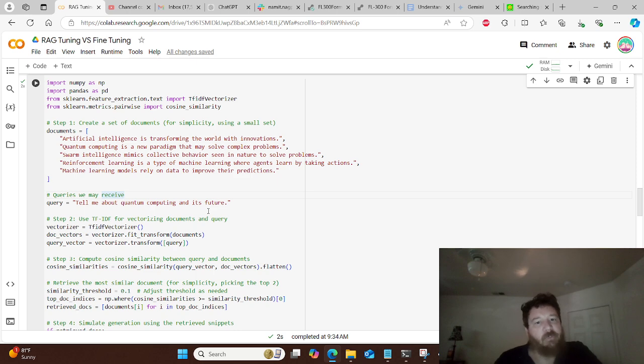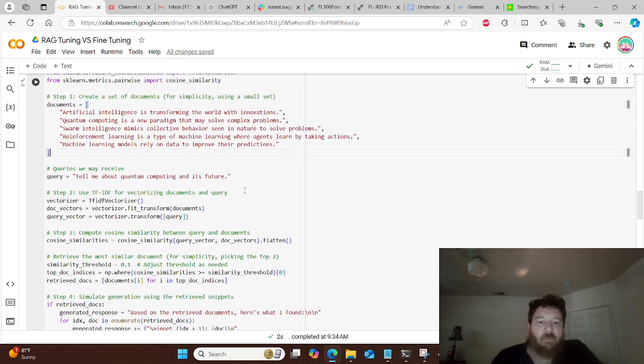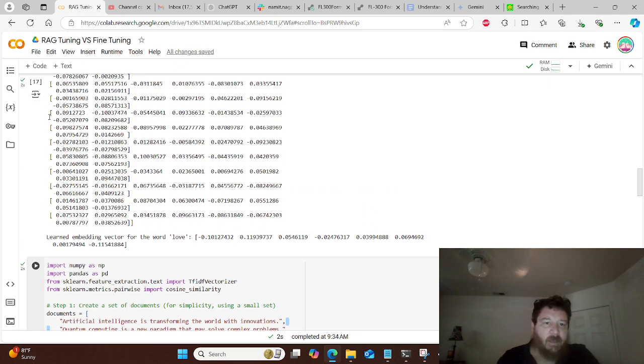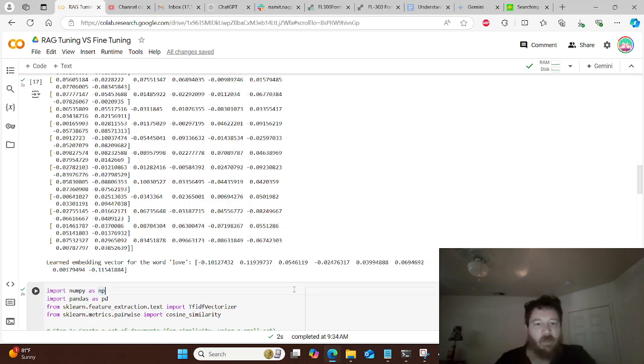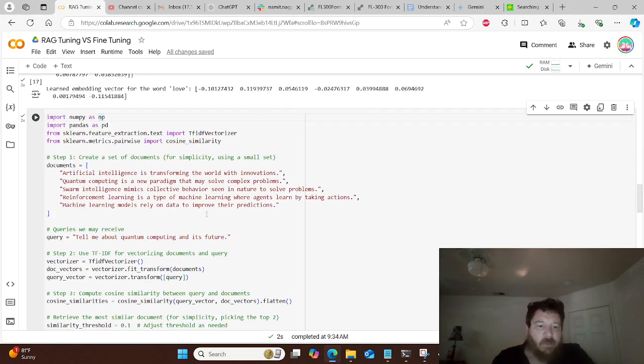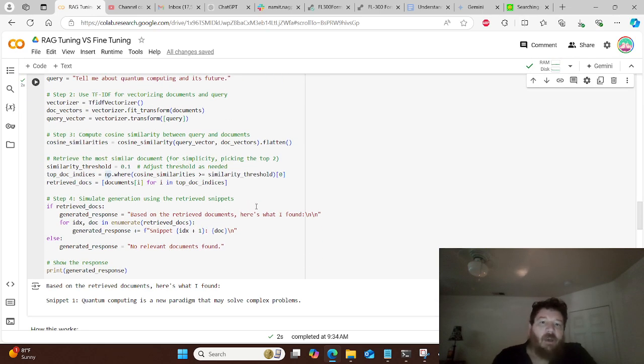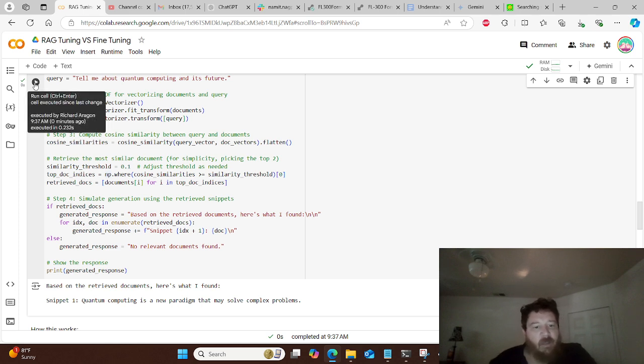Reinforcement learning is a type of machine learning where agents learn by taking actions, and machine learning models rely on data to improve their predictions. So again, what we're going to do is vectorize these sentences, right? The model doesn't get these sentences, it gets something like this, and then it gets a bunch of this, right? And based off of this, it does this, and then what we're asking it to do in this instance is to retrieve some sentences and then tell us what is closest to our query.